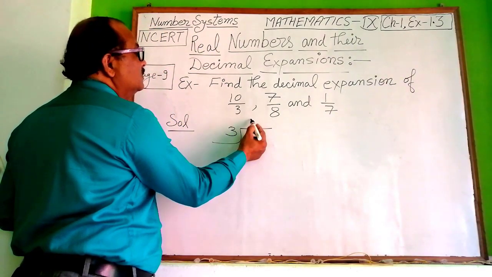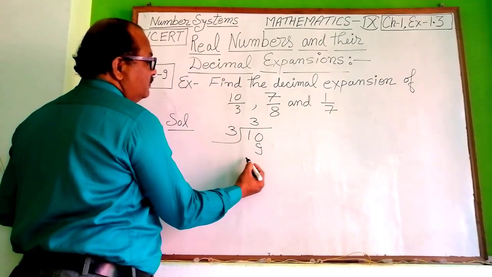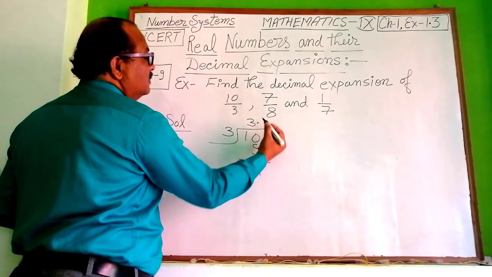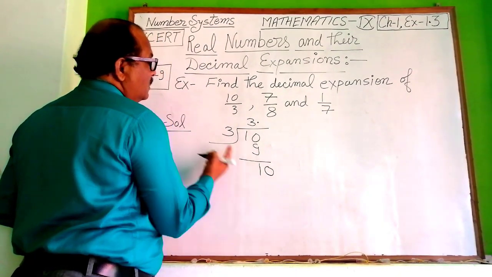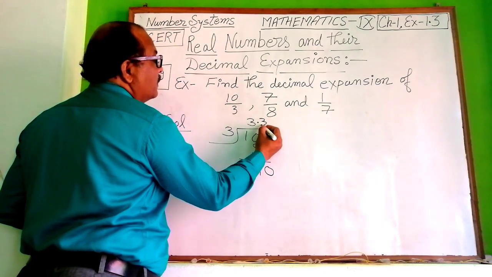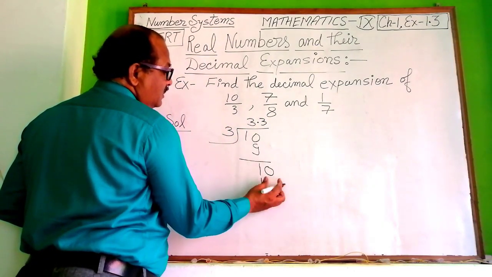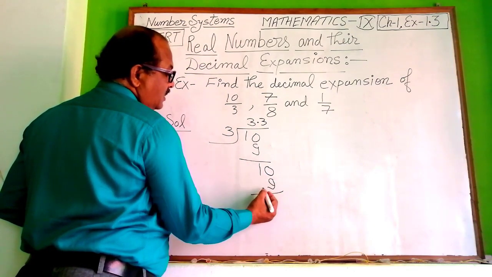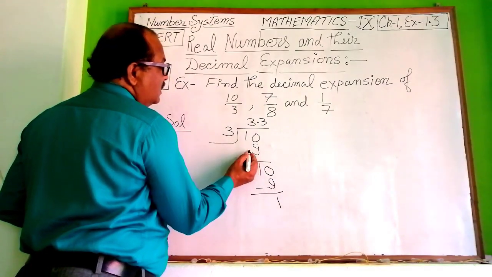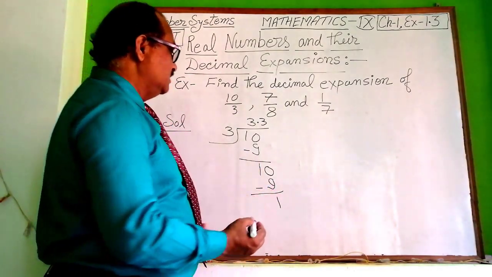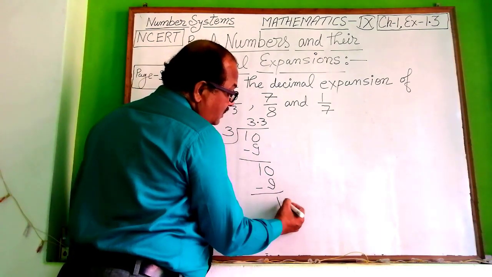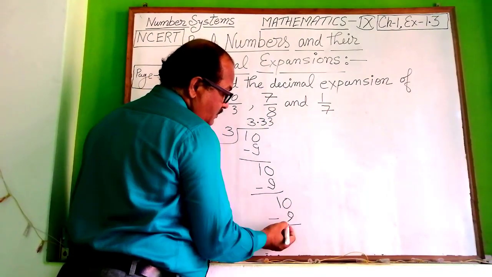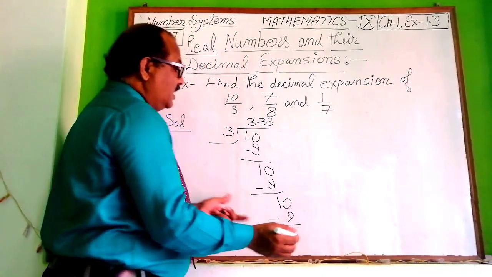Just divide it. 3 3s are 9. Carry 1, put here decimal, increase 1 0, again you can see 3 3s are 9, and it will give the remainder 1 again, and it will never finish. It means it will give the answer 3 again and again, with remainder 1, and continue.